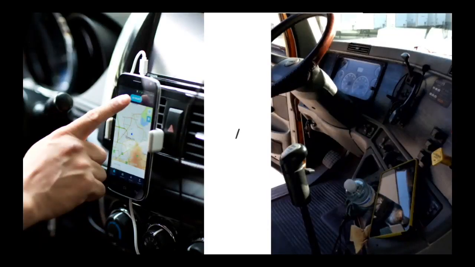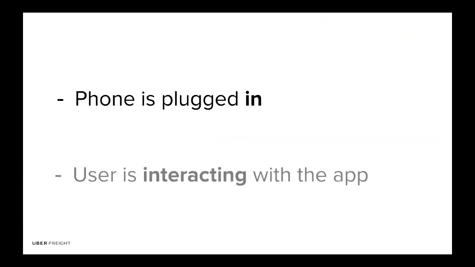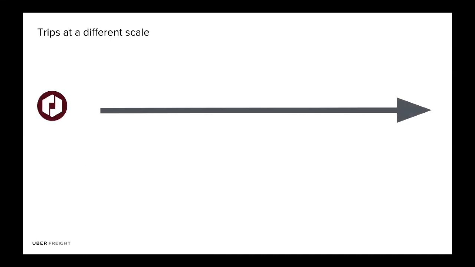I'll show you two pictures, and we'll try to understand the main differences between them. On the left side, we can see an Uber driver using the ride-sharing business application, and on the right side, an Uber Freight driver. On the left, the phone is plugged in, and the user is actually interacting with the application. We'll see why these two behaviors are tightly coupled, why they matter, and why it makes it harder to develop reliable tracking systems that work at all times while drivers are moving loads between pickup and drop-off facilities.